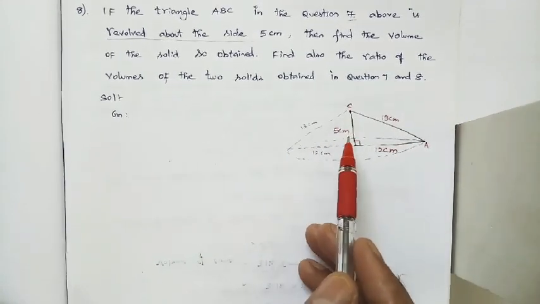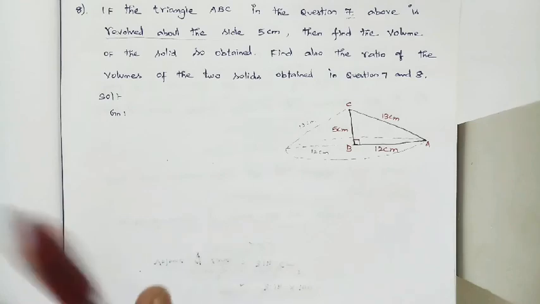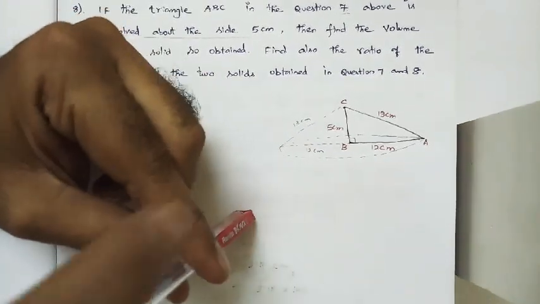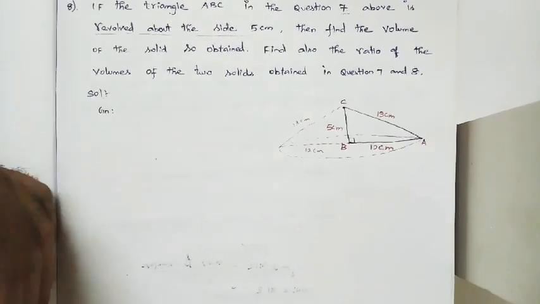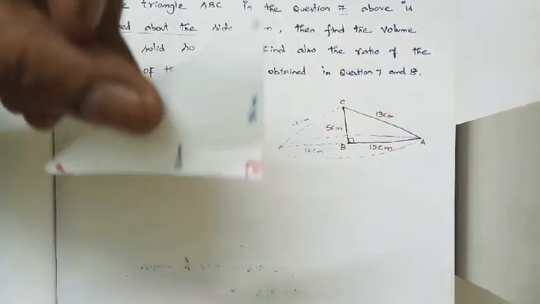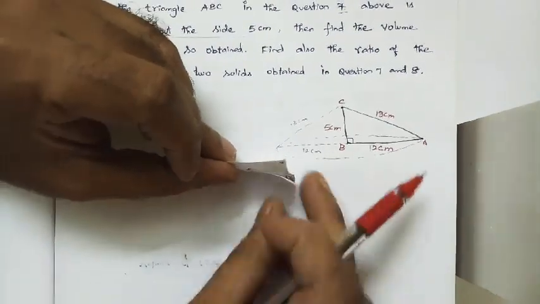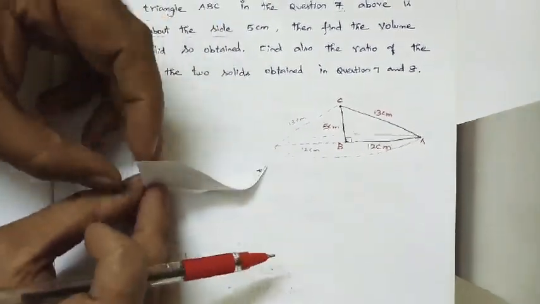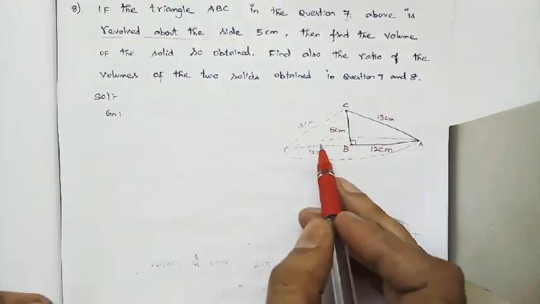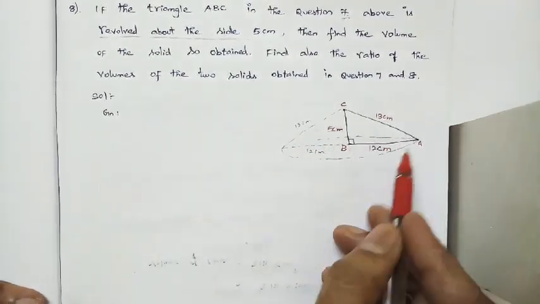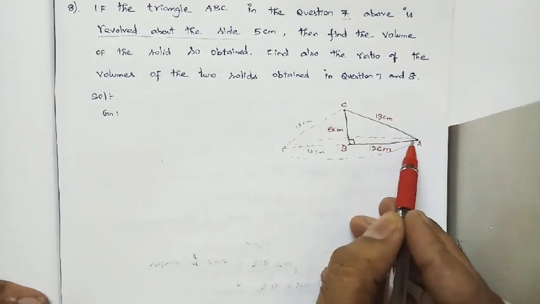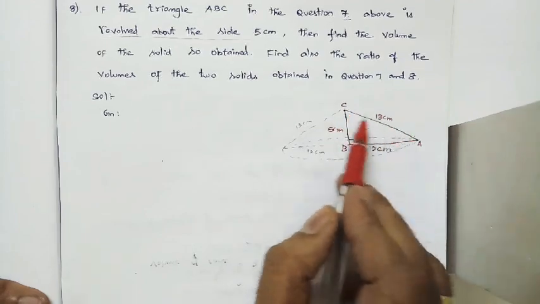Now they are revolving about the side 5 centimeter, so the 5 centimeter is nothing but height. This right angle triangle is revolving, and now we got a volume. Now we got the circular cone. The height of the cone is nothing but 5 centimeter, the radius is nothing but 12 centimeter, and the slant height is nothing but 13 centimeter.